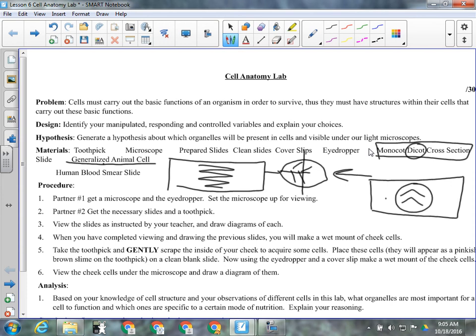Organelles, specific ones. We're looking for ones that we think are important for carrying out basic functions. Your controlled variables: obviously, the microscope will be one of them, but there are some other ones to do with the cells, specifically the type of cells we are looking at. All of these cells are of a certain type. We talked about them yesterday.